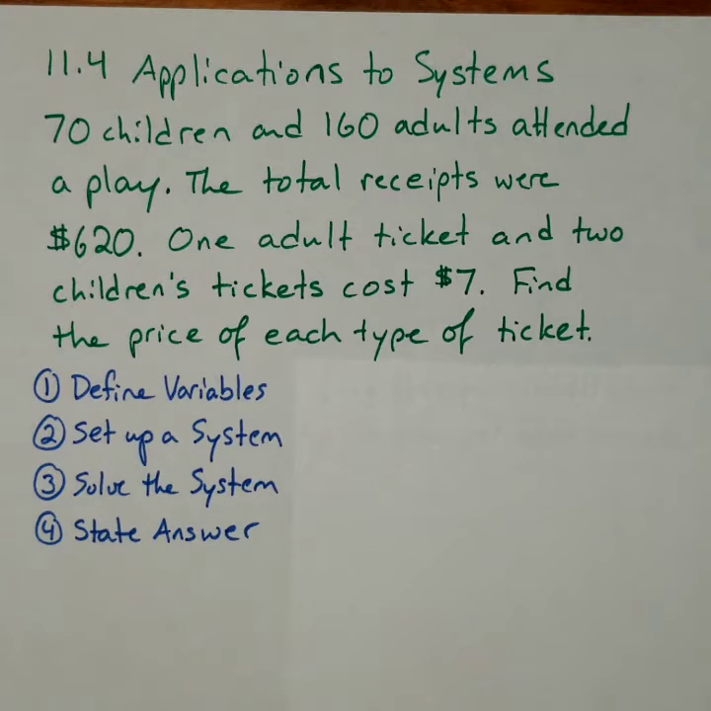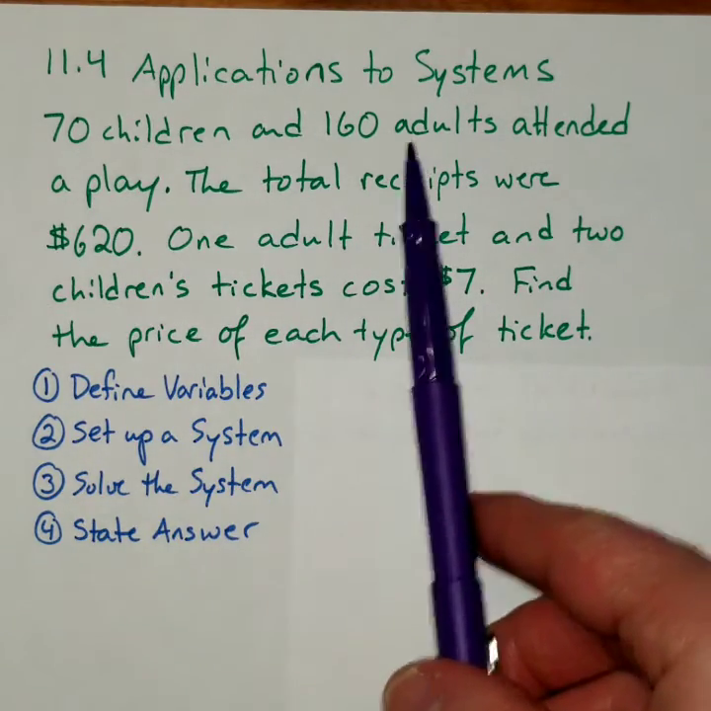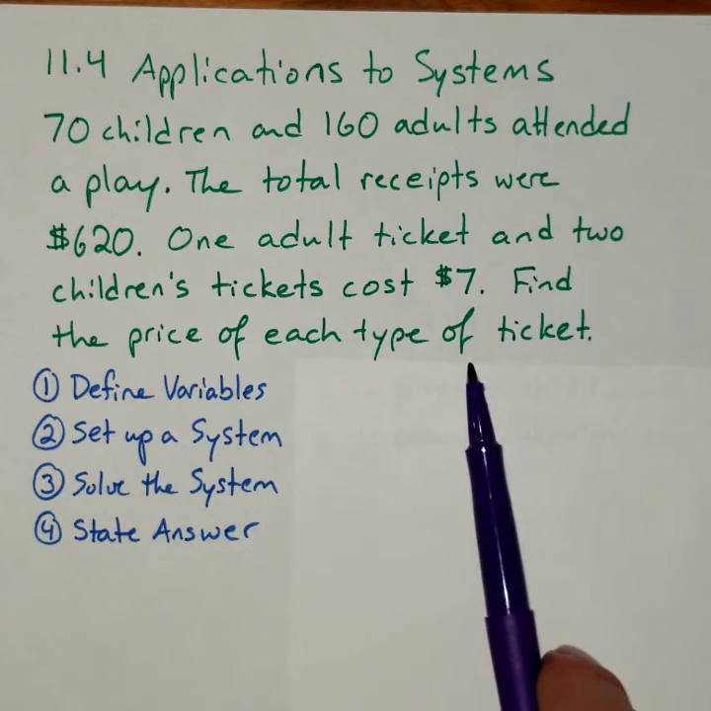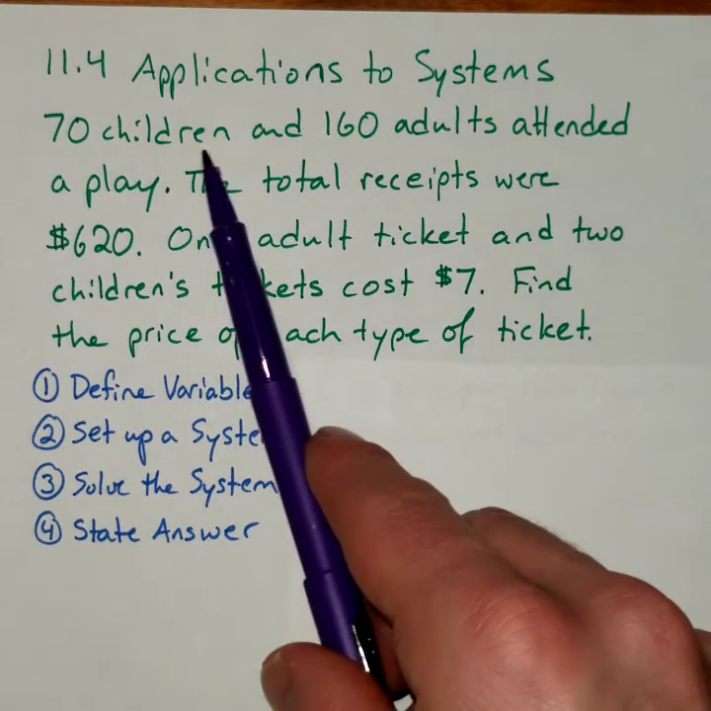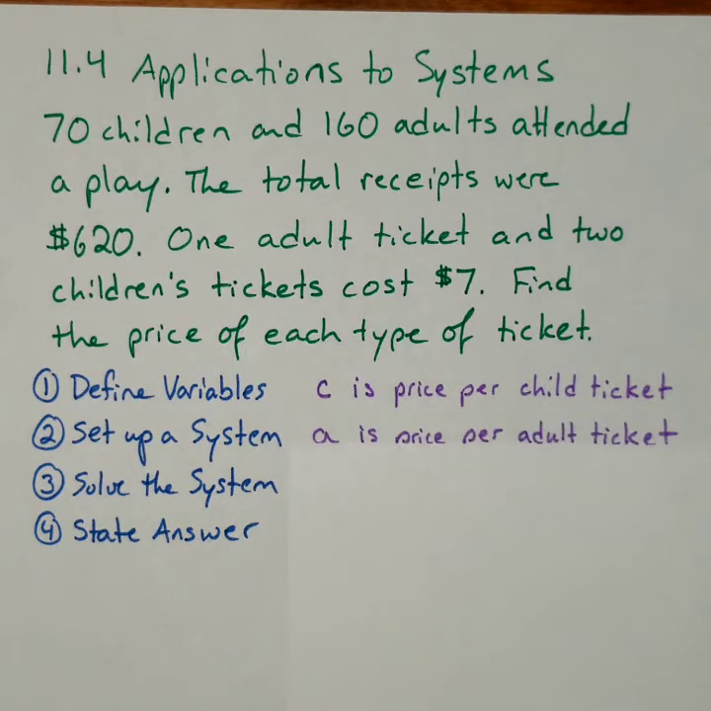Okay, so we're going to go through our four-step process again, starting with defining our variables. We could choose X and Y for these, but I'm going to use C for children tickets and A for adults. So I look at that last sentence. It says find the price of each type of ticket. So those are the things we don't know: the price for the children tickets and the price for the adult tickets. So C is the price per child ticket, and A is the price per adult ticket. Those are my two prices.